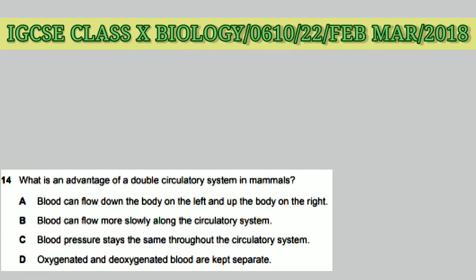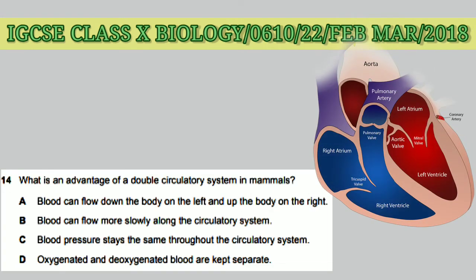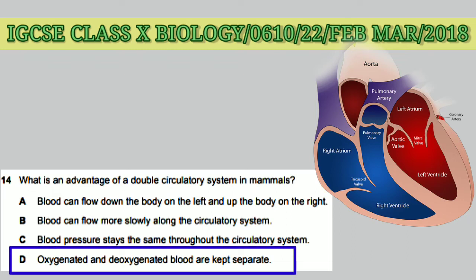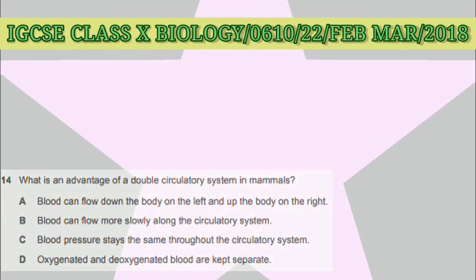14th question. What is an advantage of double circulatory system in mammals? Pure or deoxygenated blood from all parts of the body comes to heart. From here it is sent to lung for purification or oxygenation. After receiving oxygenated blood from lungs, it is sent to all parts of the body. The important thing here is oxygenated and deoxygenated blood are kept separate. So correct answer is D, oxygenated and deoxygenated blood are kept separate. That is the advantage of double circulatory system in mammals.